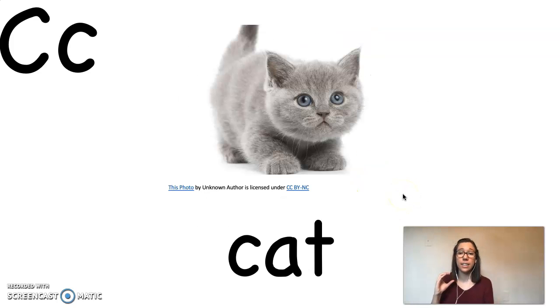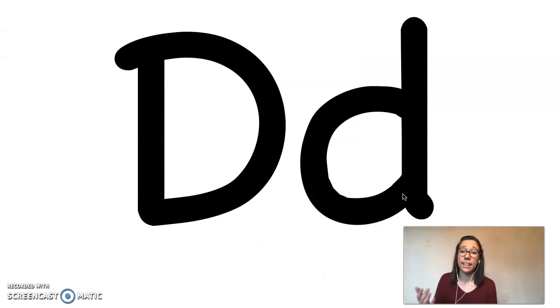C says k, as in cat. There's another letter that also says k, which is K, but we'll get to that one later. C is for cat. C is k, k, cat. Next up is D.